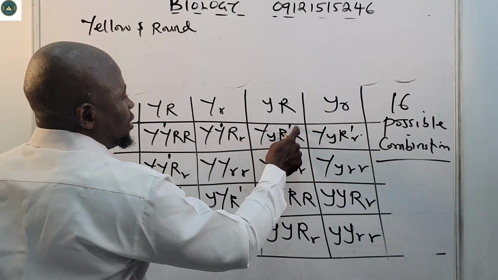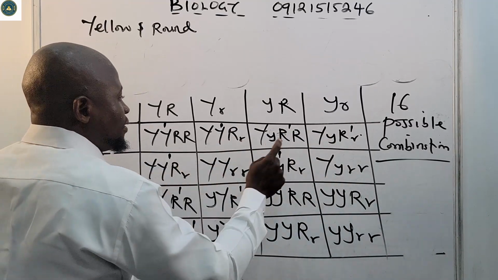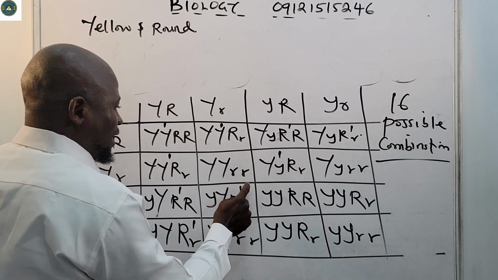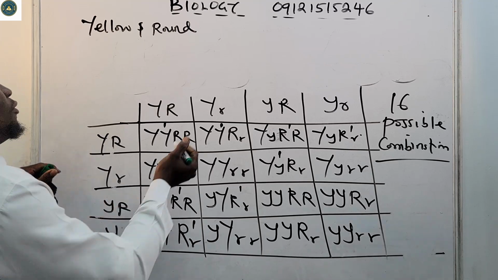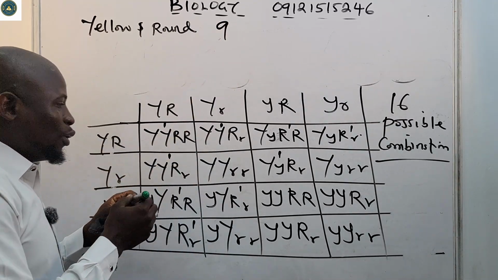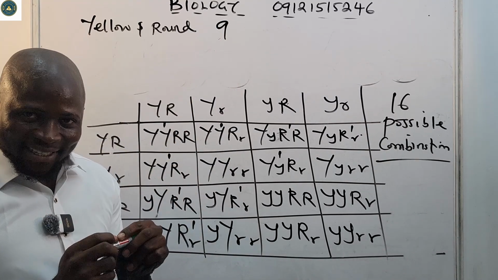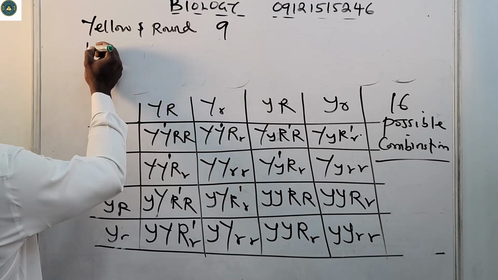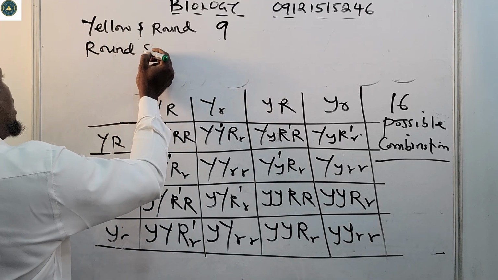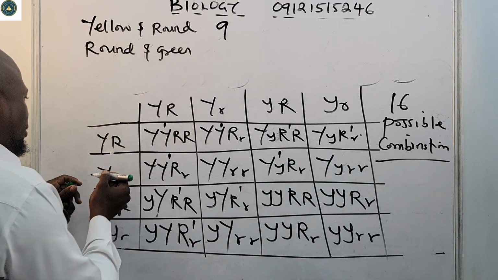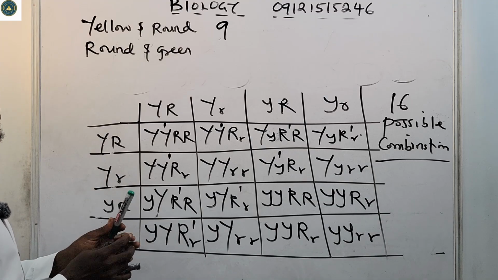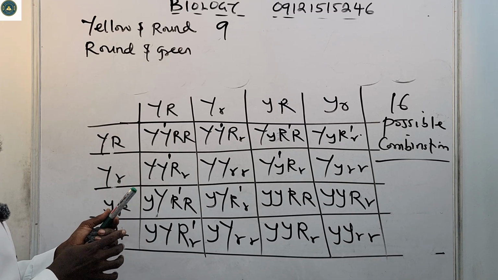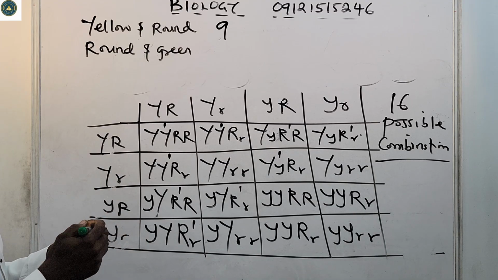1, 2, 3, 4, 5, 6, 7, 8, 9. Okay, so we have what? 9 yellow and round what? Seeds. So now let us look at round and green. Round and green. Okay, so let us find the one that is round. Okay, and it's green. So green and round.